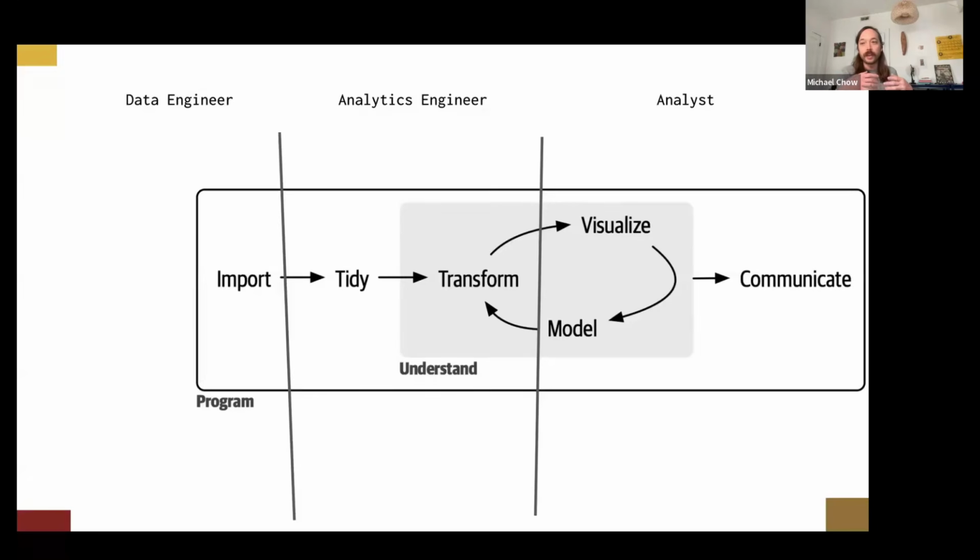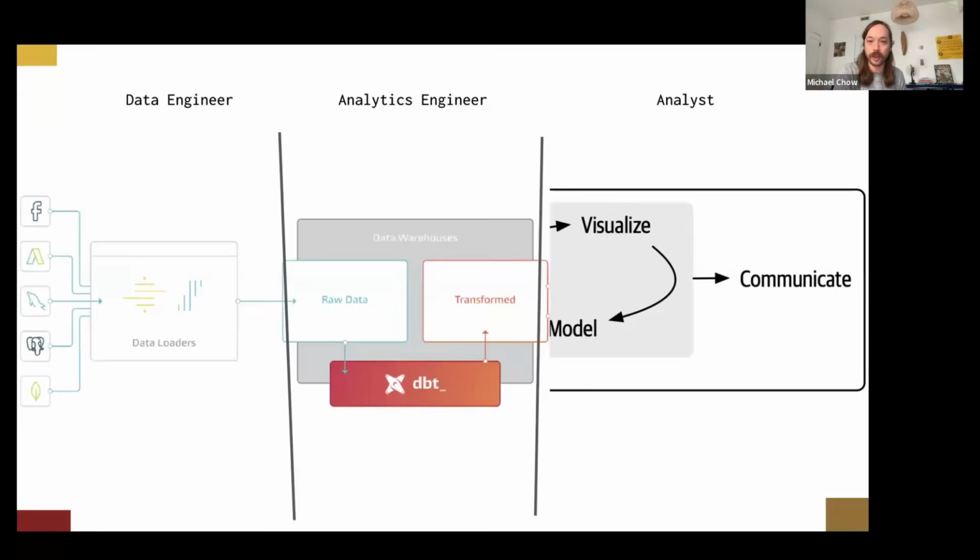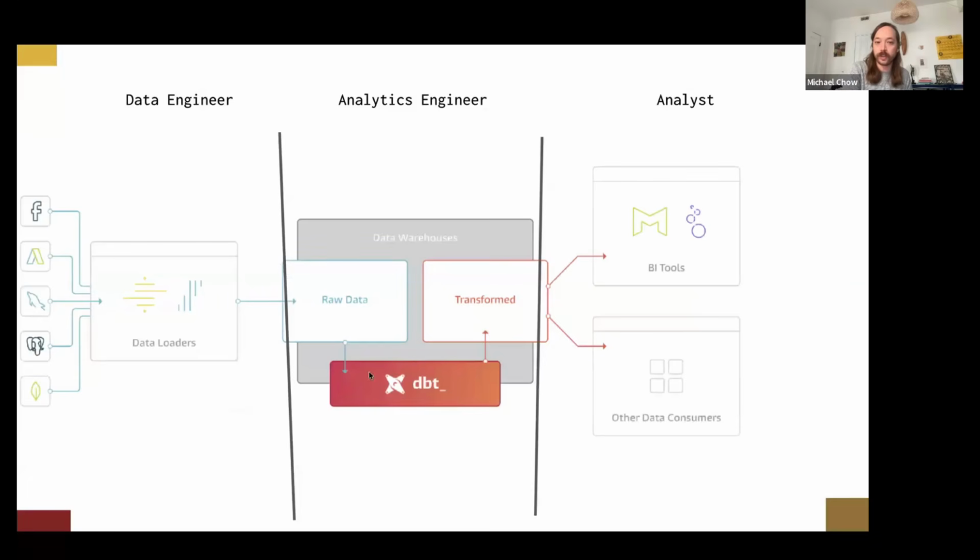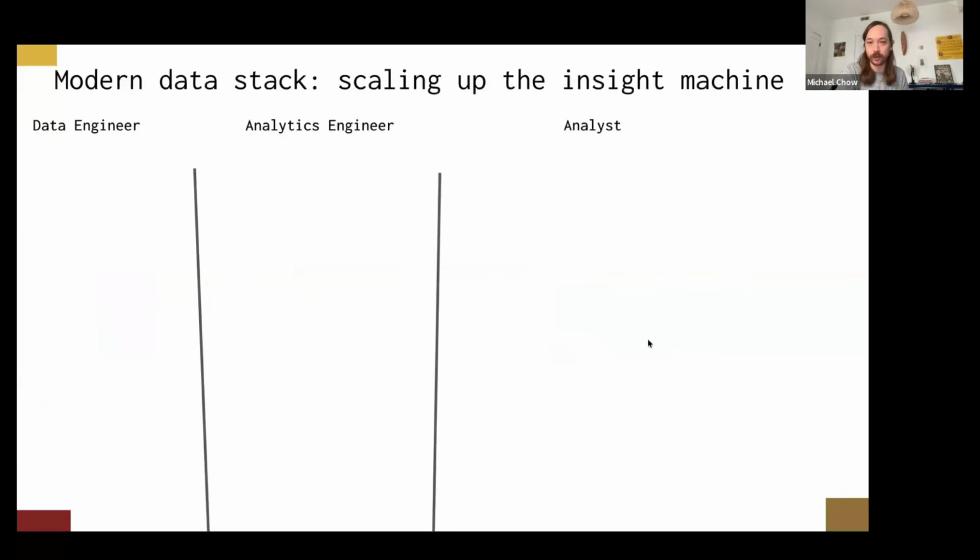So I think enterprises and bigger teams tend to see the process like this. There's more handoff between each of these stages. And this is a figure from a DBT article about the modern data stack, which shows how they view it in this way. So they have data loaders, then they have DBT here, and then analysts in BI tools.